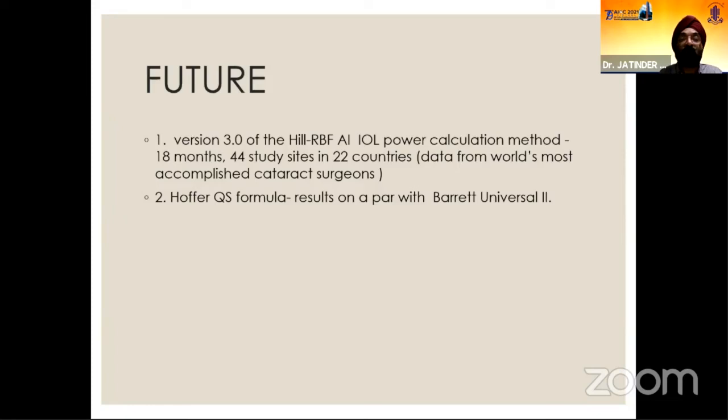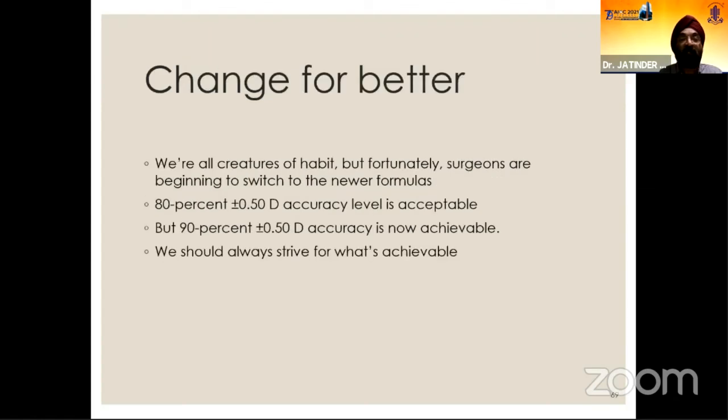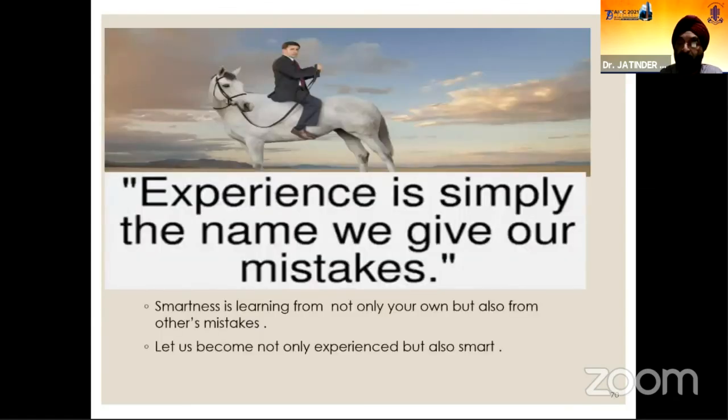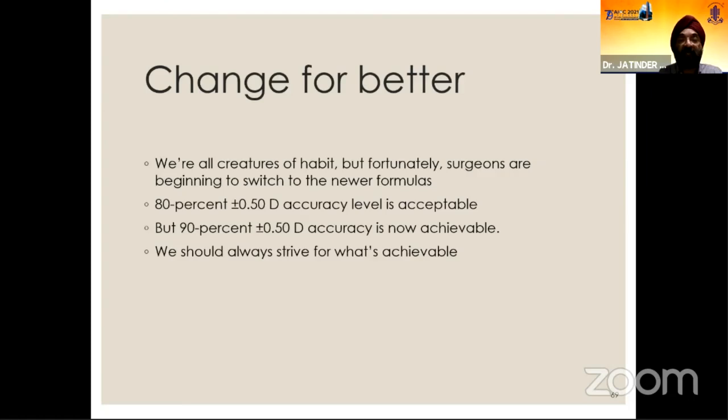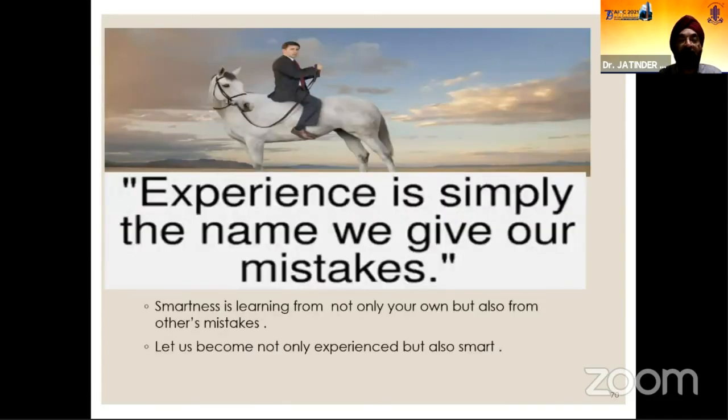So what is the future? The future is version 3.0 of the Hill RBF IOL power calculation formula, and it has also been found that the Hoffer QST formula gives results at par with Barrett Universal 2. So we are all creatures of habit. 80% accuracy level within 0.5 diopter is acceptable, but 90% accuracy within 0.5 diopter is achievable. So we should strive for what is achievable and not get satisfied with what is acceptable.